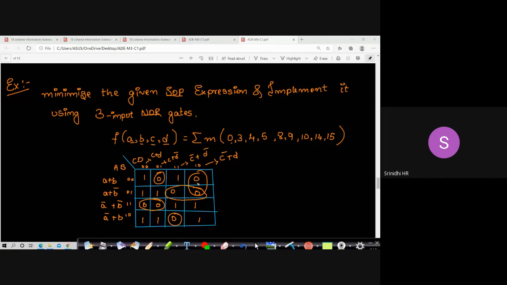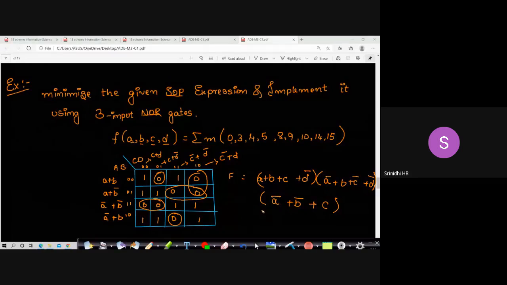So what is the answer I can have? My function value states that F is equal to, taking these two, the answer will be A plus B plus C plus D bar. This is my first term, into A bar plus B plus C bar plus D bar. This is my second term. My next term is A bar plus B bar plus C.